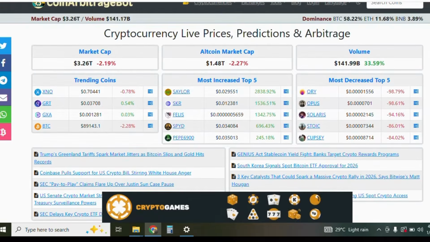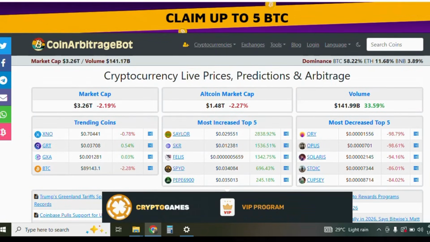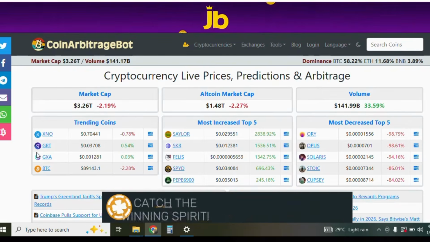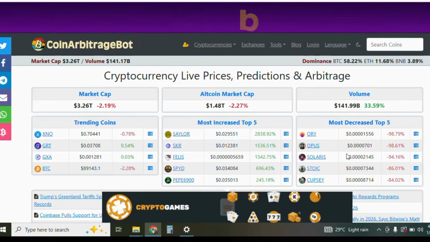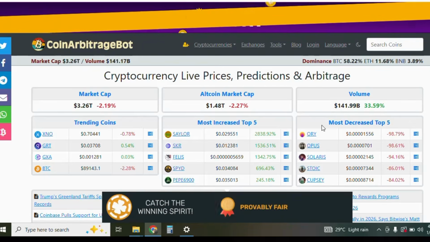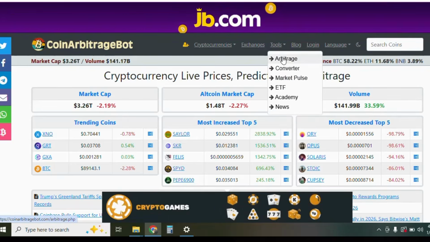So first of all, you can come look at it: coinarbitragebot.com, you can get it there. On this area you can see the market cap of trending coins, altcoins, volume, and other interesting things. But let's get straight to the most important part. You can do this on your phone. So I'm going to click on tools in this area and then click on arbitrage here.